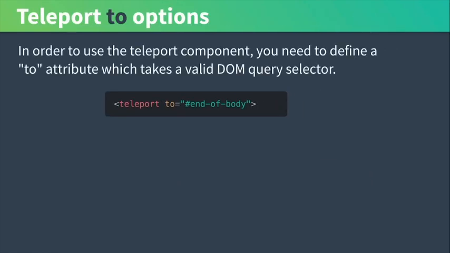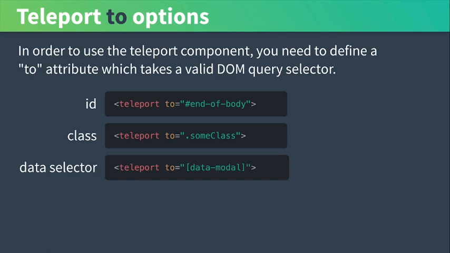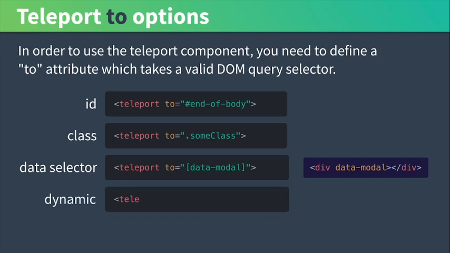In order to use the teleport component, you need to define a to attribute which takes a valid DOM query selector. In our case, we're using the ID, but we could also be using a class like so, or a data selector with square brackets. In this case, our div would look like this, in case you're not familiar with the data attribute. Or this could even be a dynamic property by adding the colon.